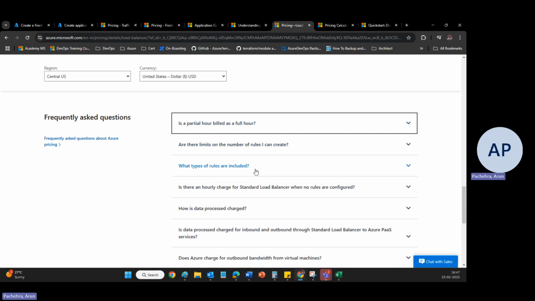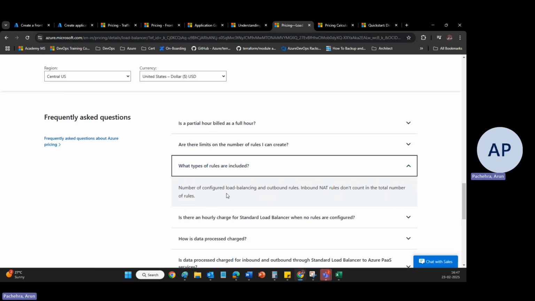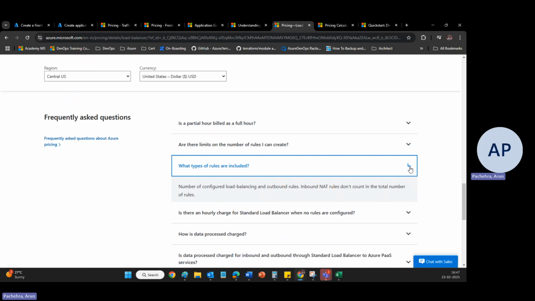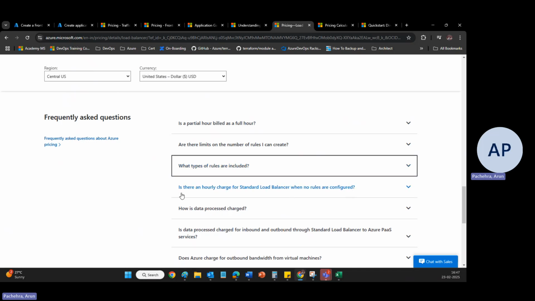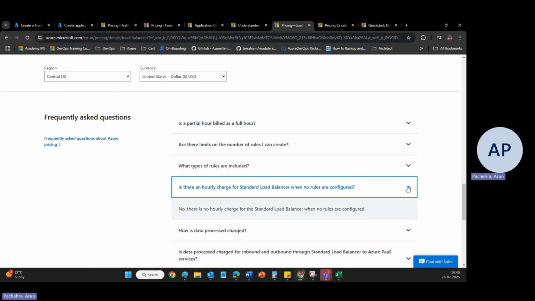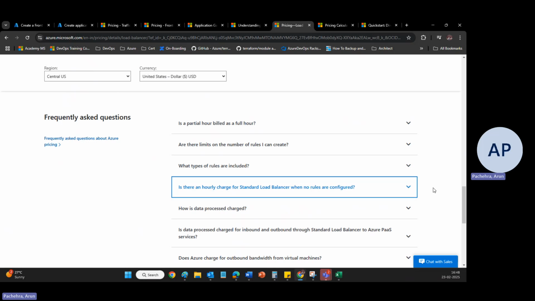What type of rules are included? Number of configured load balancing and outbound rules. All are configured as a rule. 5 rules that we're talking about. But the inbound NAT rule doesn't count in the total number of rules which are free. No cost applies there. Is there any hourly charge for standard load balancer when no rules are configured? No, there is not. Okay.